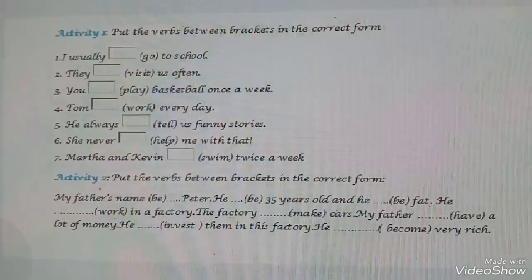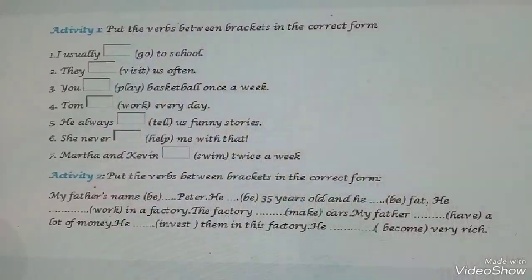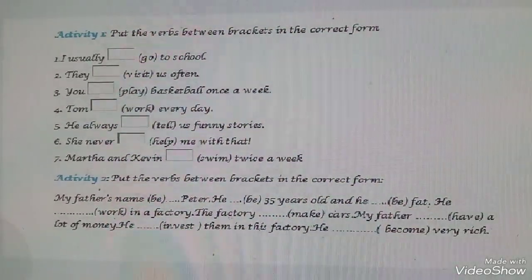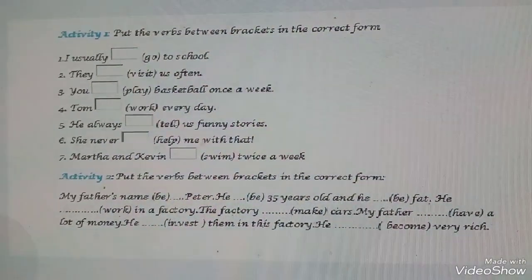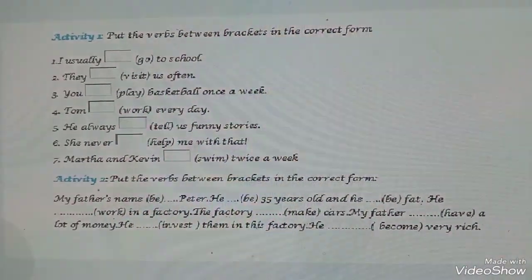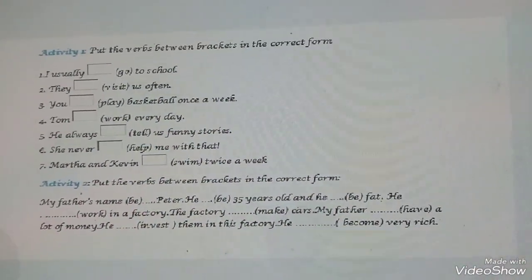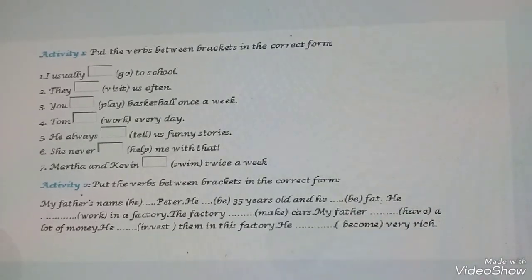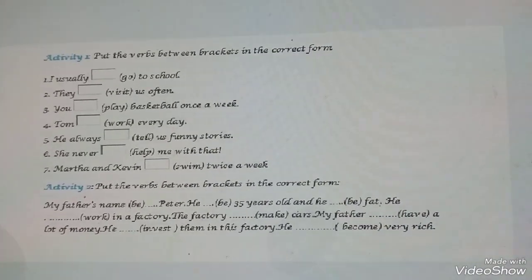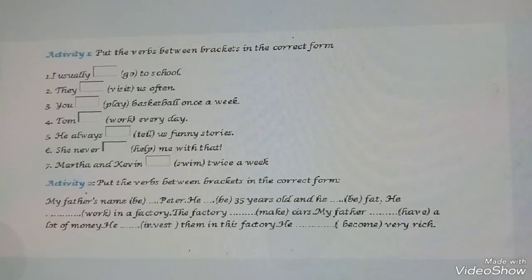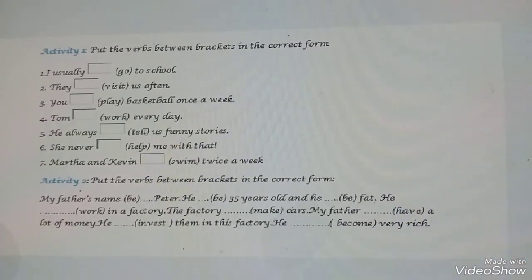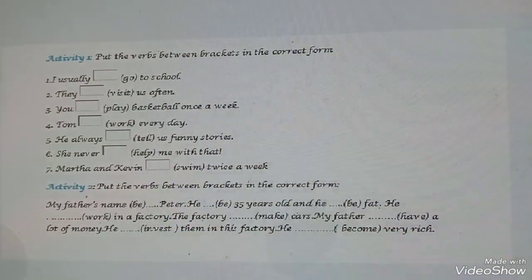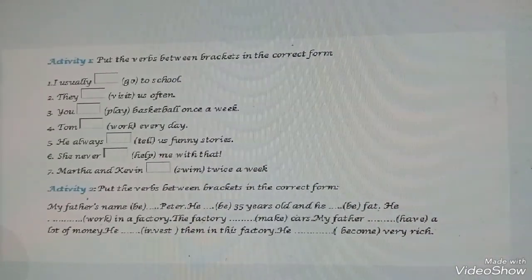Correction is I go, they visit, you play, Tom works, he tells, she helps, Martha and Kevin swim. Activity 2. My father's name is Peter, he is 35 years old and he is fat. He works in a factory. The factory makes cars. My father has a lot of money. He invests them in his factory.